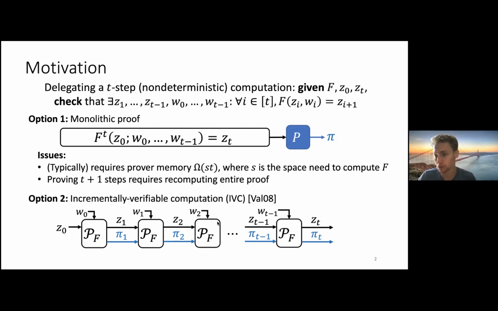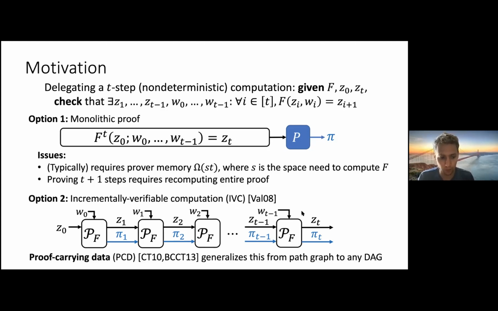This is called incrementally verifiable computation because I incrementally update this proof. The idea is that the size of the proof and the time that the prover takes is constant, or independent of T. It doesn't matter how many steps I've previously done, the size of the proof should be independent of that.